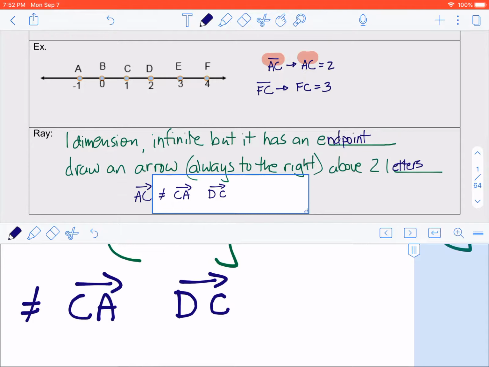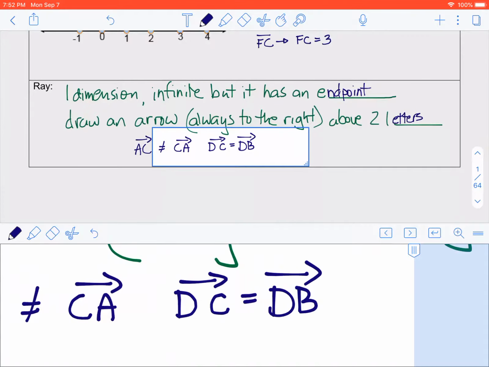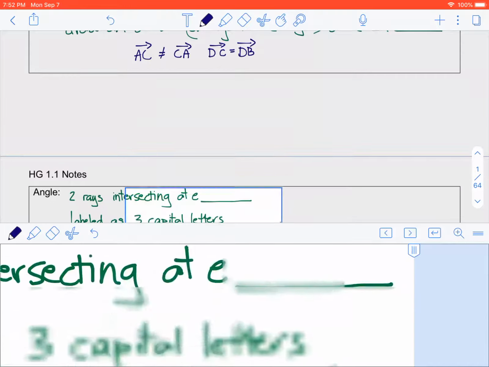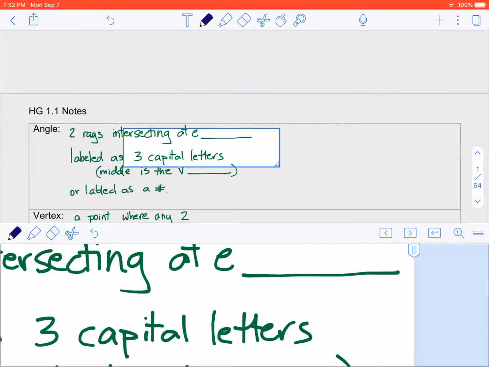And likewise, ray DC, and then if I look at ray DB, those two are the same, right? Even though I have different letters, they start at the same spots. So pay attention, and notice that when I wrote them out, all the arrows go to the right. Apologies to the left-handed people out there.